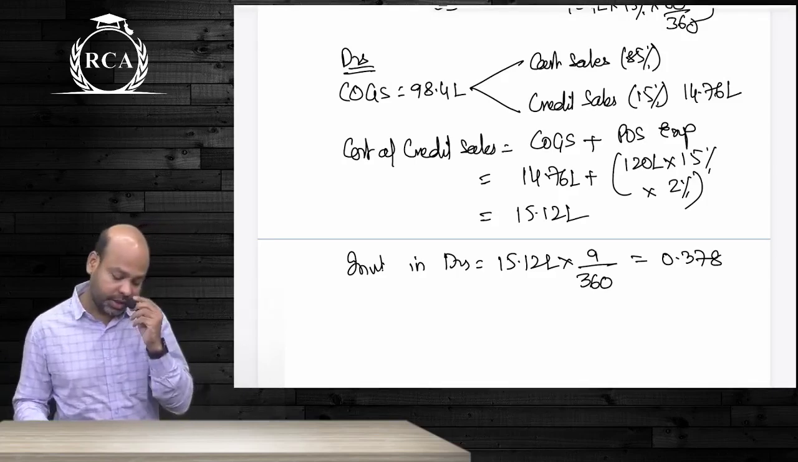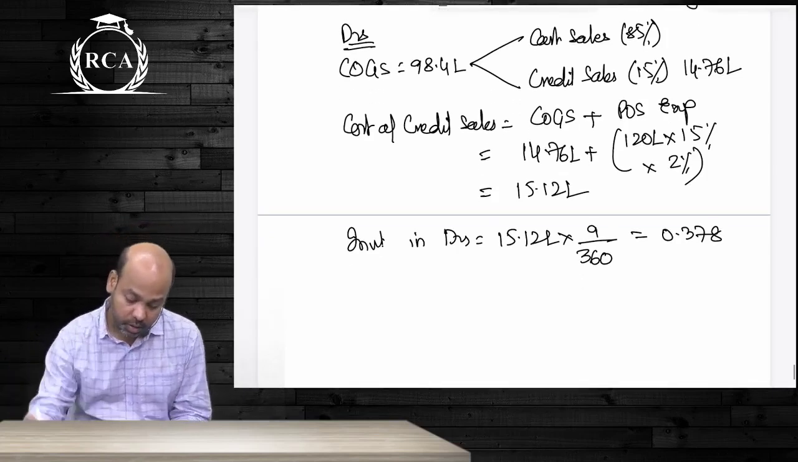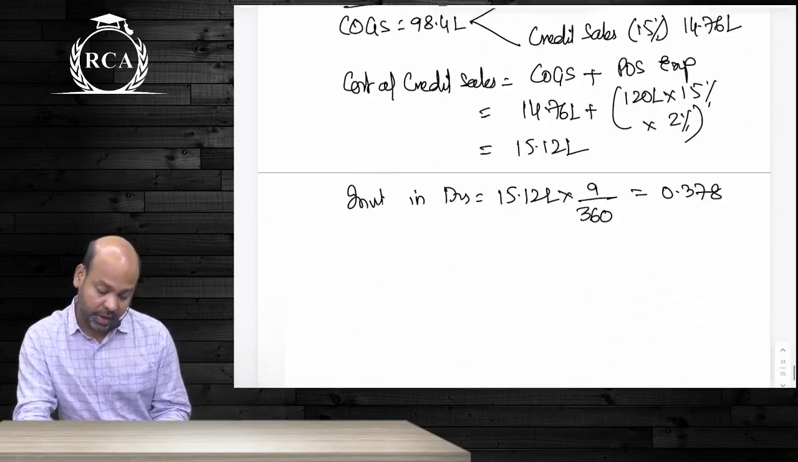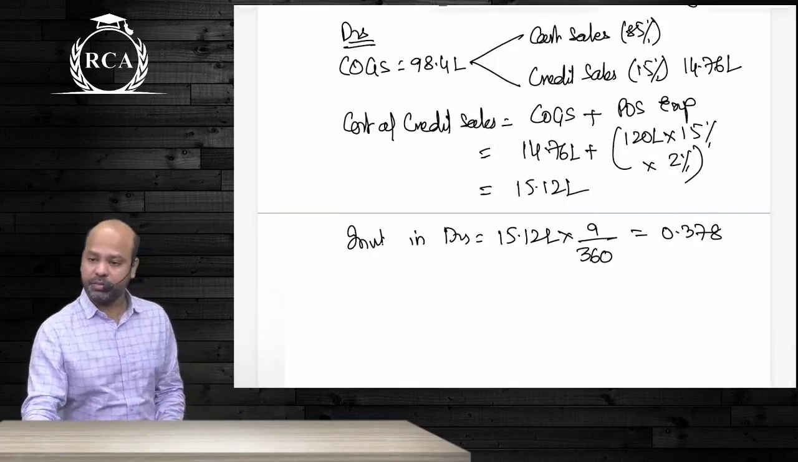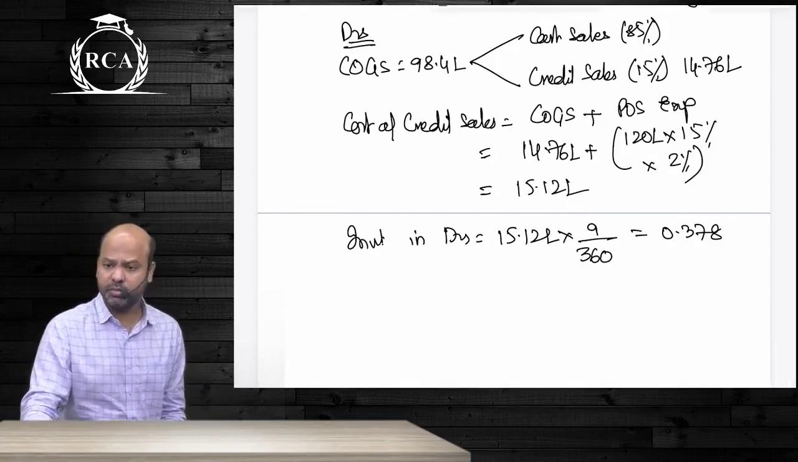Investment in debtors guys is 0.378. Debtors is done, inventories is done, cash balance has come. What do we have to compute now? Creditors.